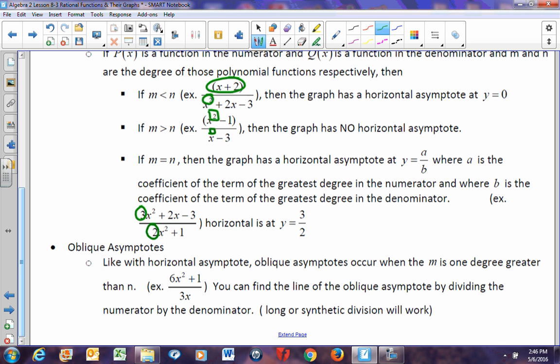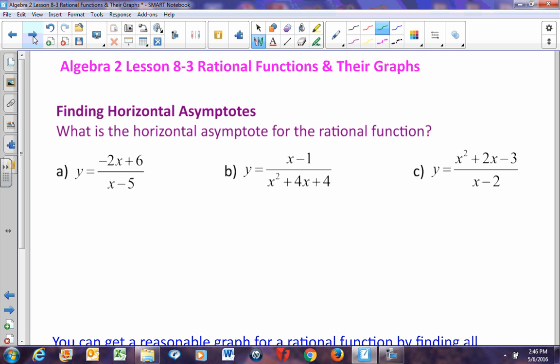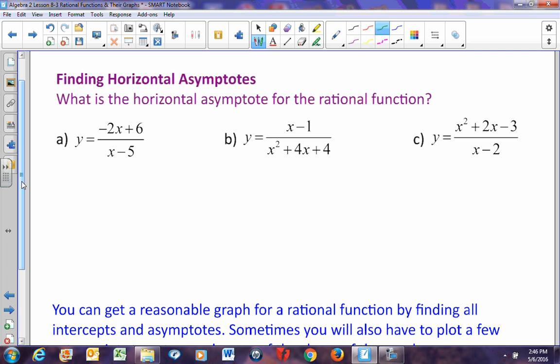All right, so finding horizontal asymptotes. Remember, horizontal asymptotes all deal with m and n. m is the degree of my numerator, and n is the degree of my denominator. m is the degree of the top, n is the degree of the bottom. So if I look at this problem, I have m equals a degree of 1 and n equals a degree of 1. So m equals n.